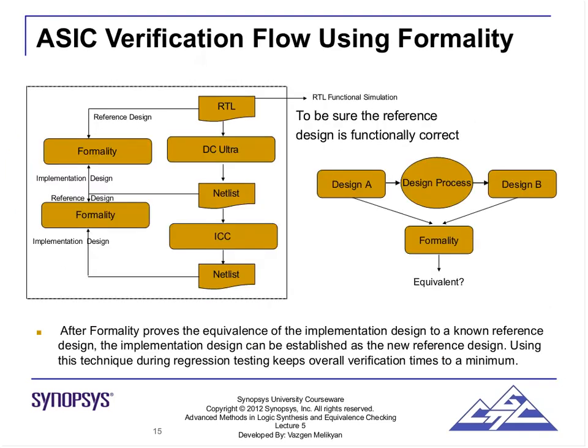So this is the ASIC verification flow using Formality. RTL is verified functionally using functional simulation. It goes through synthesis using DC Ultra, and you get the netlist. The first level of Formality you do is between RTL and netlist. The netlist goes to IC Compiler for backend. Now you also do Formality between the post layout netlist and the synthesized netlist.